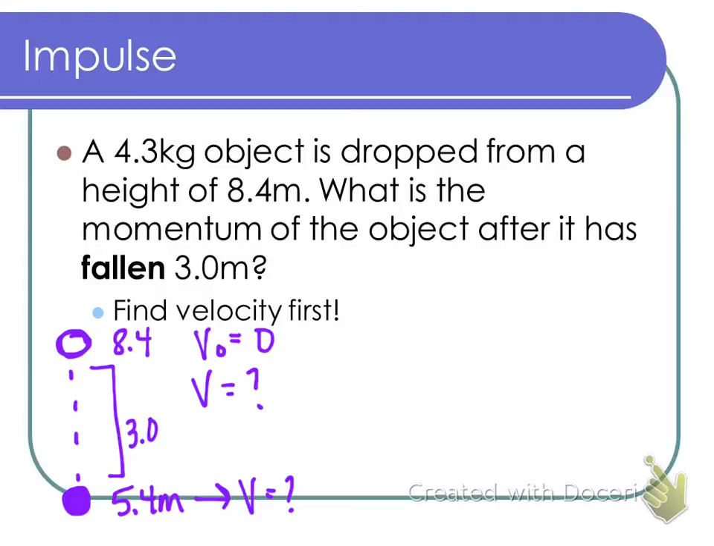What do we know about the acceleration in the vertical direction? Always negative 9.8. Okay, so do we have a kinematics equation that we can use to solve here for velocity? The answer is yes. We need to figure out which one that is. Rack your brain for your kinematics equations. That's one of them, not this one, though.